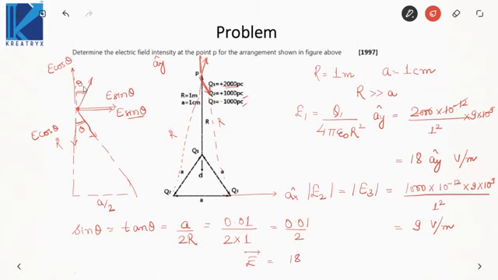So what will be the total electric field? In the y cap direction it is 18 ay. In the ax cap direction it is 2E, where E is 9 and sine theta is 0.01 by 2. So how much is it? It is 0.09 ax cap plus 18 ay cap.